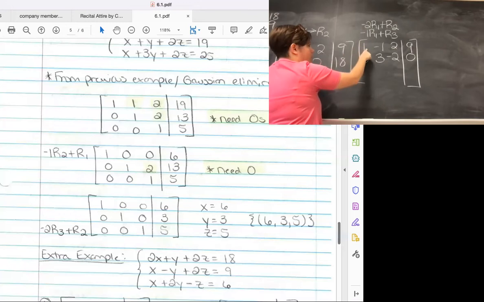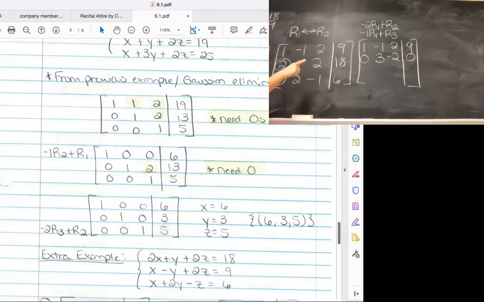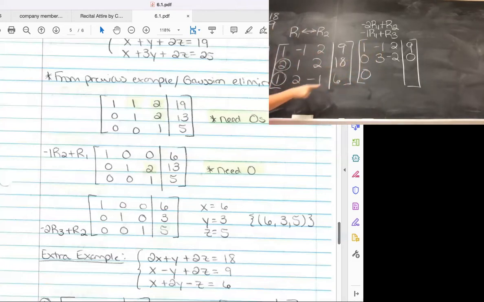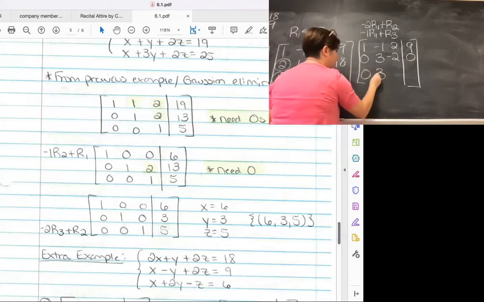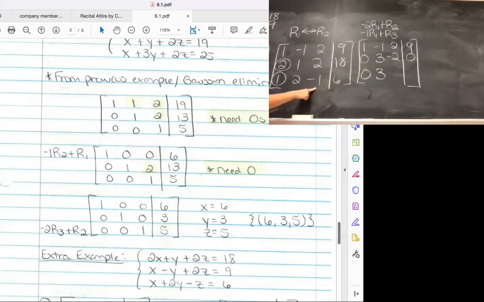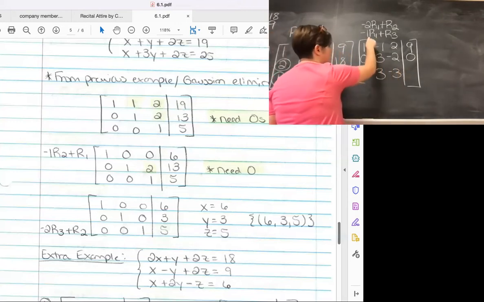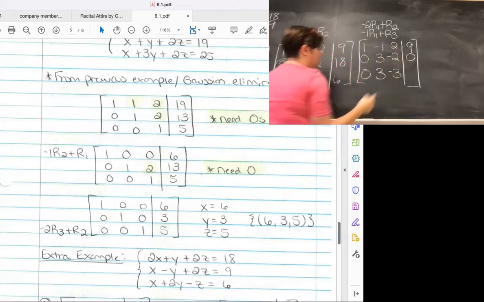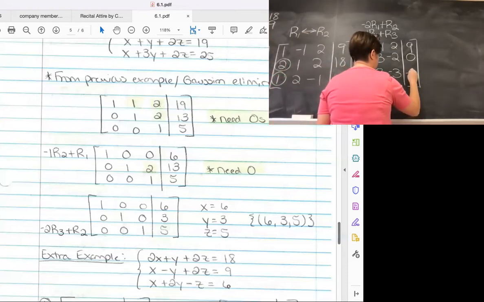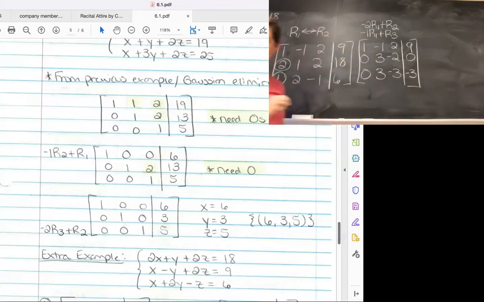So negative 1 times 1 is negative 1, and adding that to positive 1 will give me 0. Negative 1 times negative 1 is a positive 1. Adding that to 2 will give me 3. Negative 1 times 2 is a negative 2. I'm adding that to my negative 1 to give me negative 3. Negative 1 times 9 is a negative 9. And I'm adding that to positive 6, which will give me a negative 3.